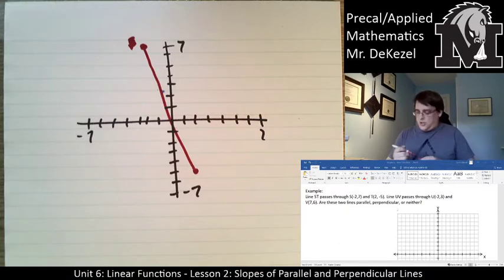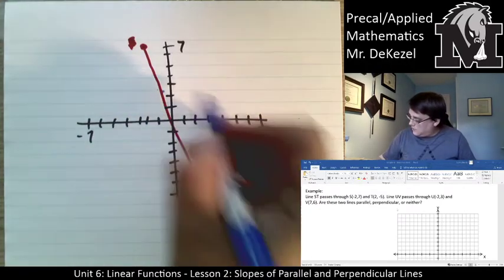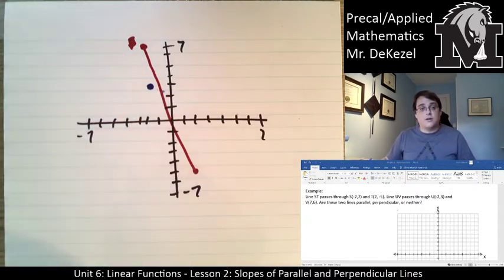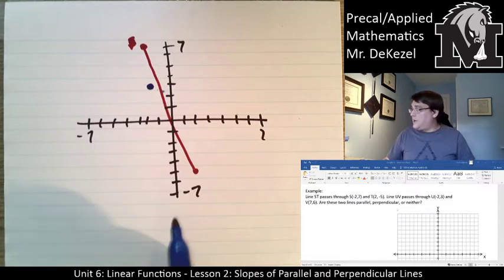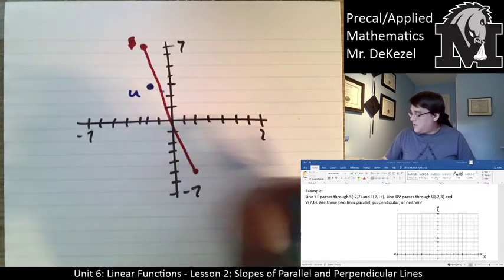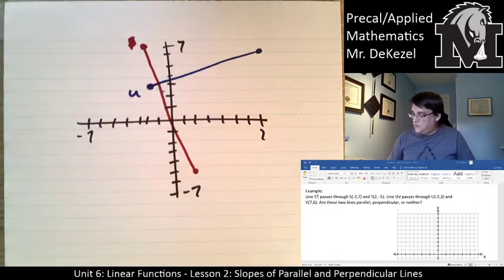Let's do line UV in blue. Line UV passes through U, negative 2, 3. So that's negative 2 and up 3. 1, 2, 3. Right about there. Oh my goodness. Okay. And then it passes through V, which is 7, 6. So all the way over here and up here, like this. So now we have two lines that intersect. They look like they might be perpendicular. Let's see if they are negative reciprocals of one another.